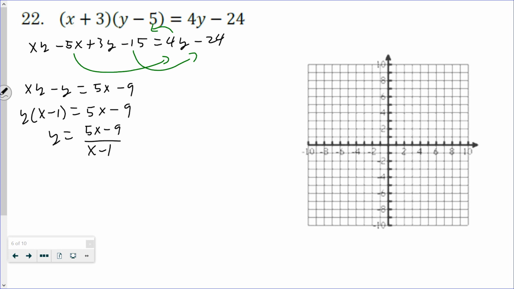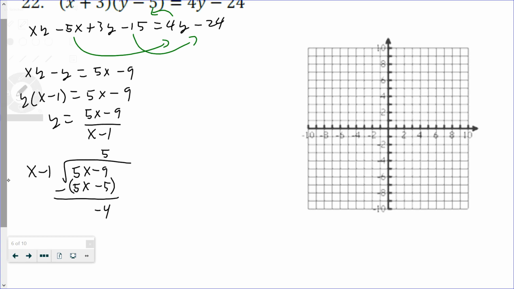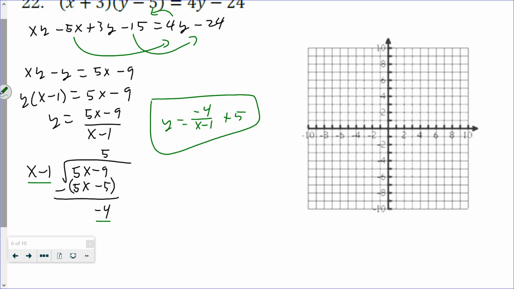So then from here, I'm going to divide the top by the bottom. So 5x minus 9 divided by x minus 1. We go into it 5 times. 5x minus 5, subtract these. -9 minus -5 is the same as -9 plus 5. That gives me -4. So when I write my new equation, it'll be y equals this remainder over my divisor plus my quotient of 5. So this right here is what I'm graphing.